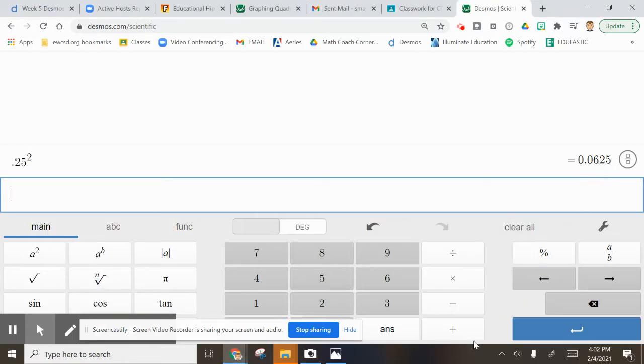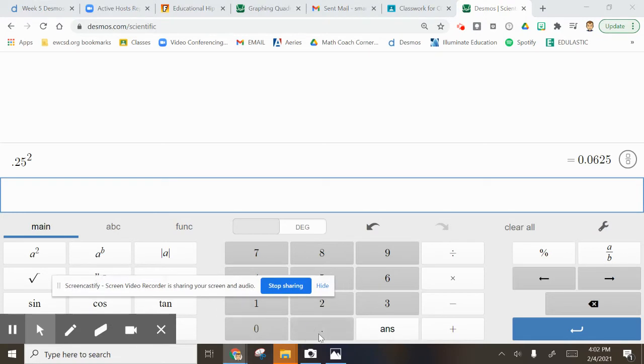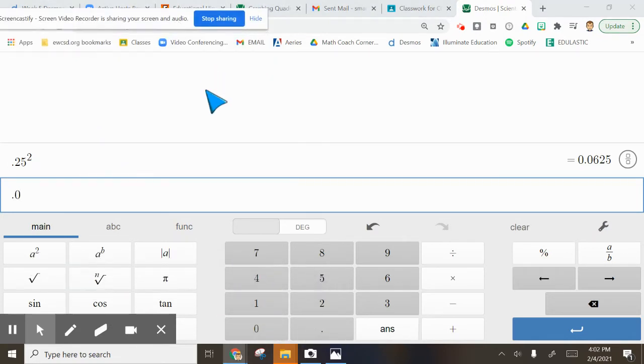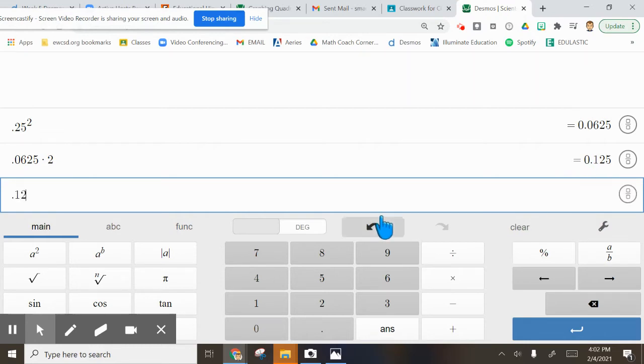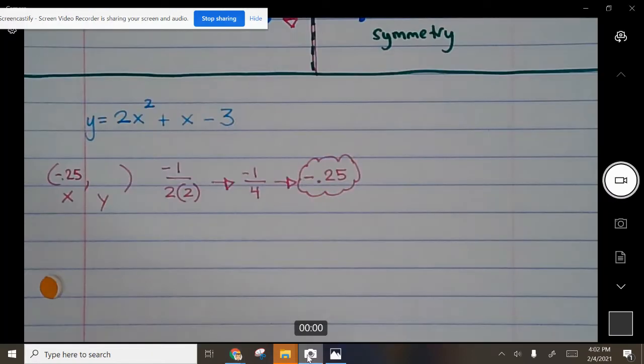All right, you're just using your calculator. Don't freak out. So I'm going to do 0.0625 times 2 equals. Now I get 0.125. That's great. 0.125 plus, all right? So what is going on here? I just did all of this right here in the calculator.